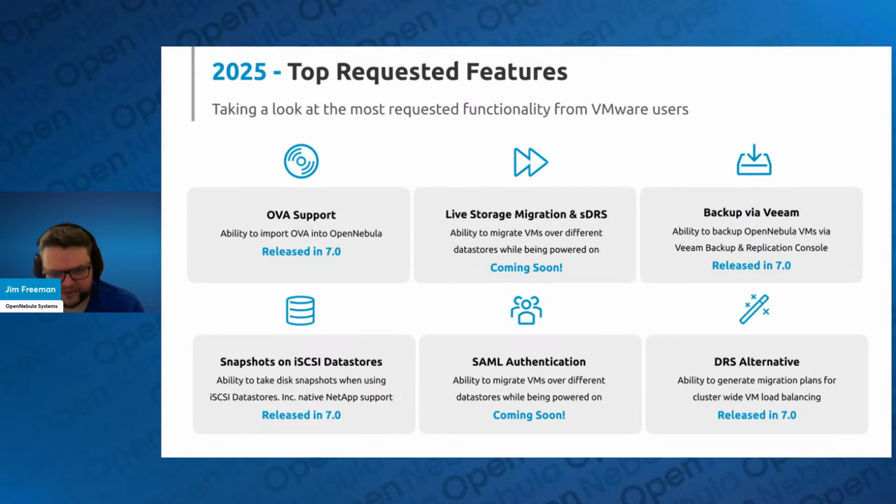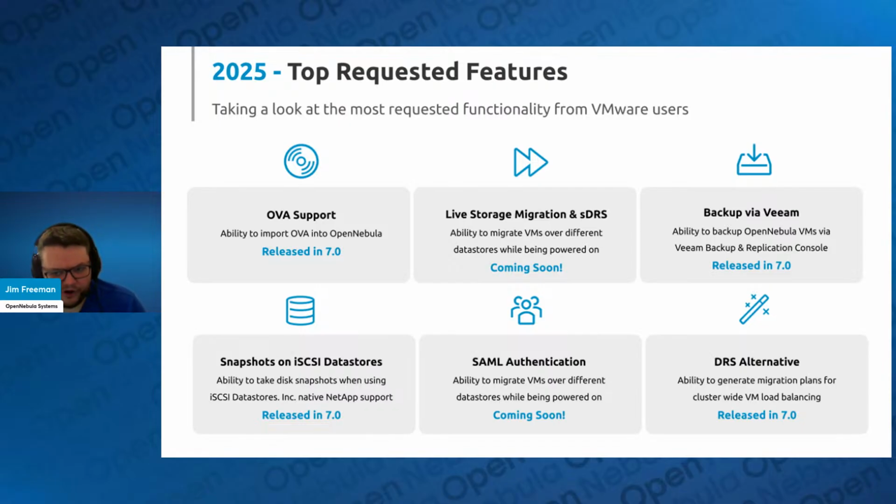So OVA support was a big one from those coming from VMware, and we released this in version 7. In the top right, we have backup via Veeam. Veeam was the most requested backup solution that we've received so far. We are working on others as well, but Veeam was just the most requested, and we also released this in version 7 as well.